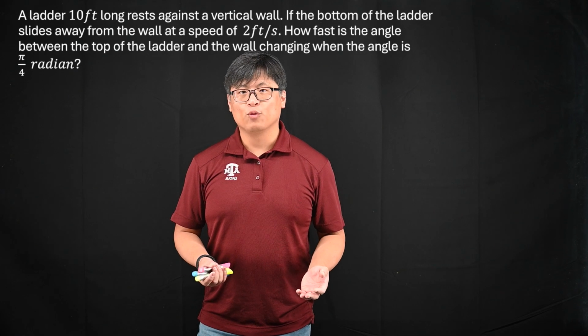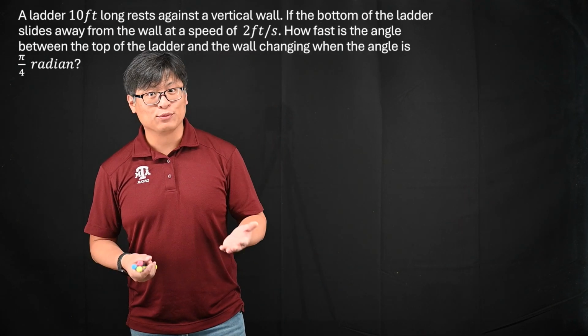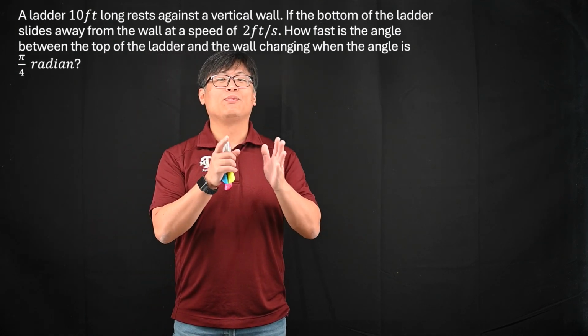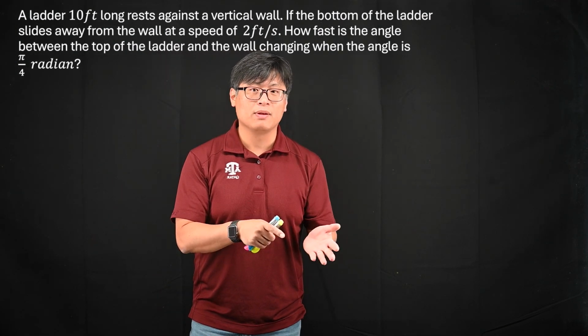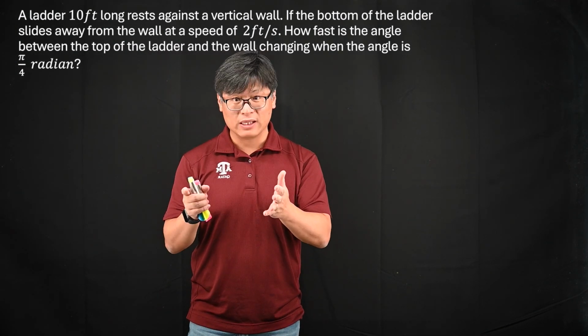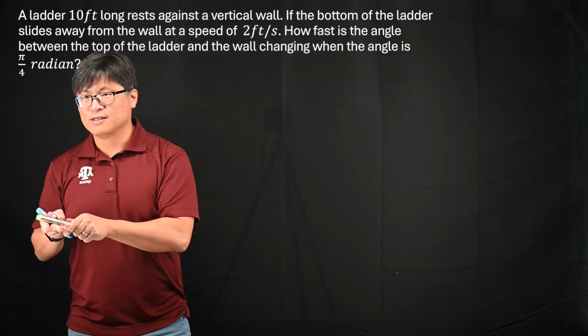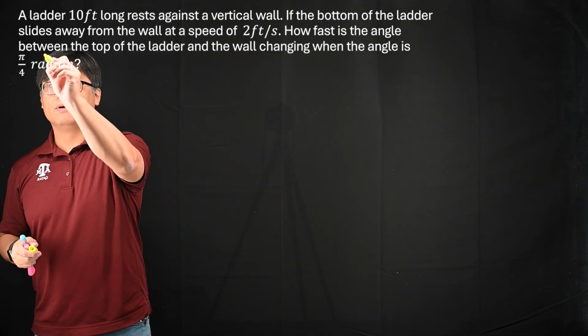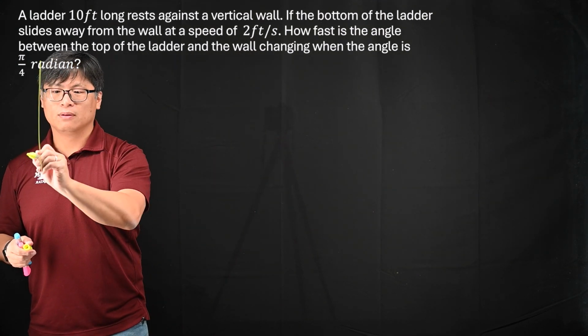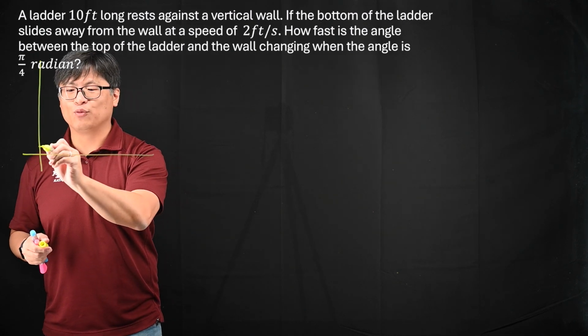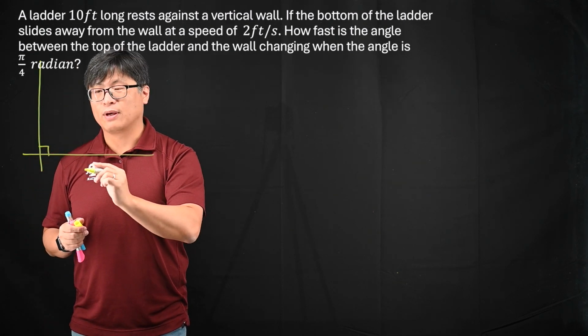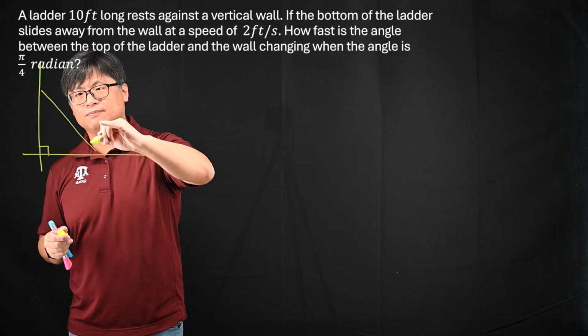There is a ladder which is resting against the vertical wall. So the most important part for the related rates problem is drawing the figure clearly. Okay, so let me try. Okay, so here we go. The vertical wall, ground, and definitely we assume it is vertical. Okay, and I have the ladder here.